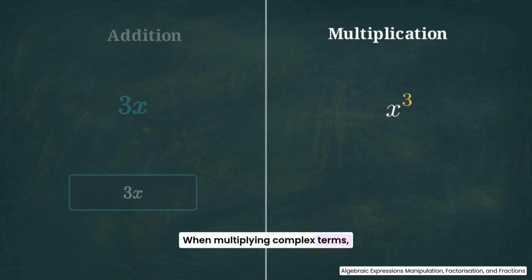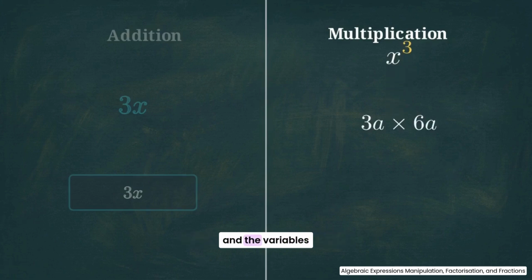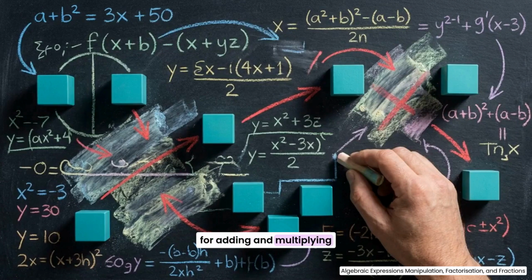When multiplying complex terms, handle the numbers and the variables as separate steps. For 3a times 6a, multiply the numbers 3 and 6 to get 18. Then multiply the a variables to get a squared. The result is 18a squared. Mixing up the rules for adding and multiplying is a frequent error. Keeping these operations separate prevents foundational mistakes from appearing later in your work.